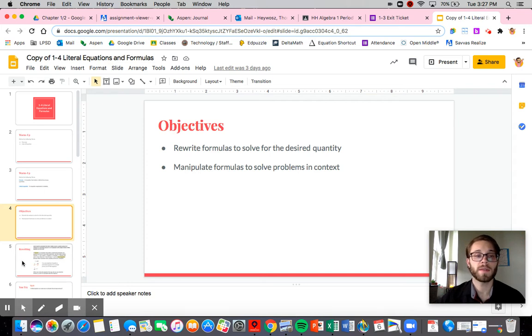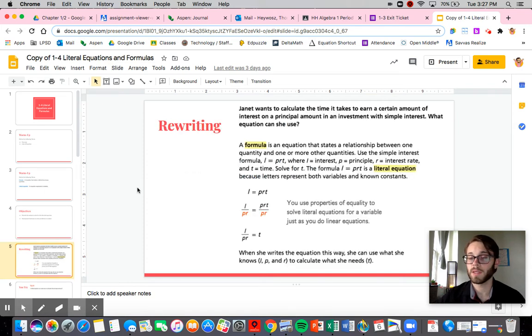So let's look at our first example. And this is going to be a situation where we're rewriting a formula. So it says Janet wants to calculate the time it takes to earn a certain amount of interest on a principal amount in an investment with simple interest. What equation can she use?